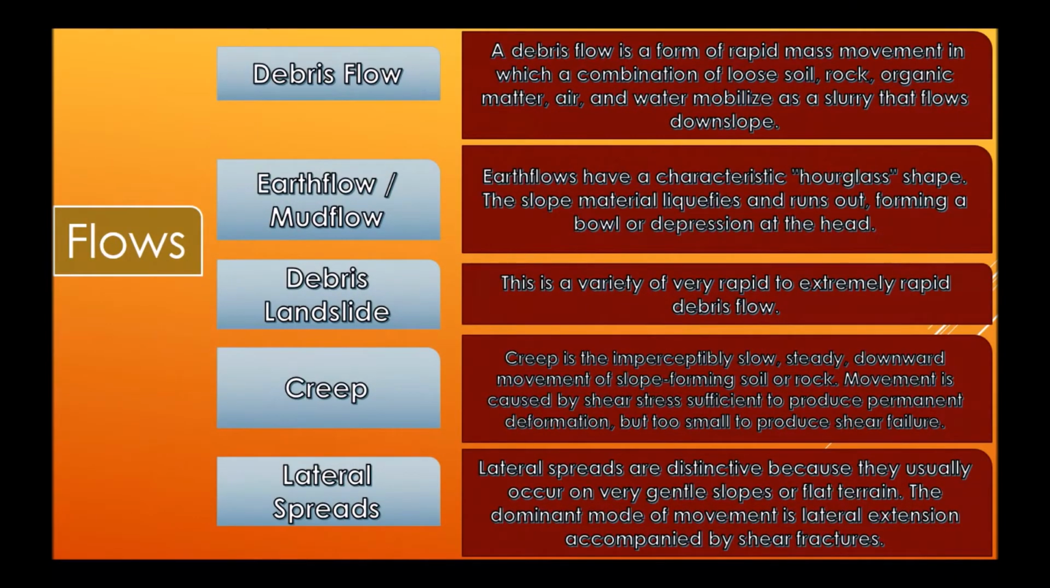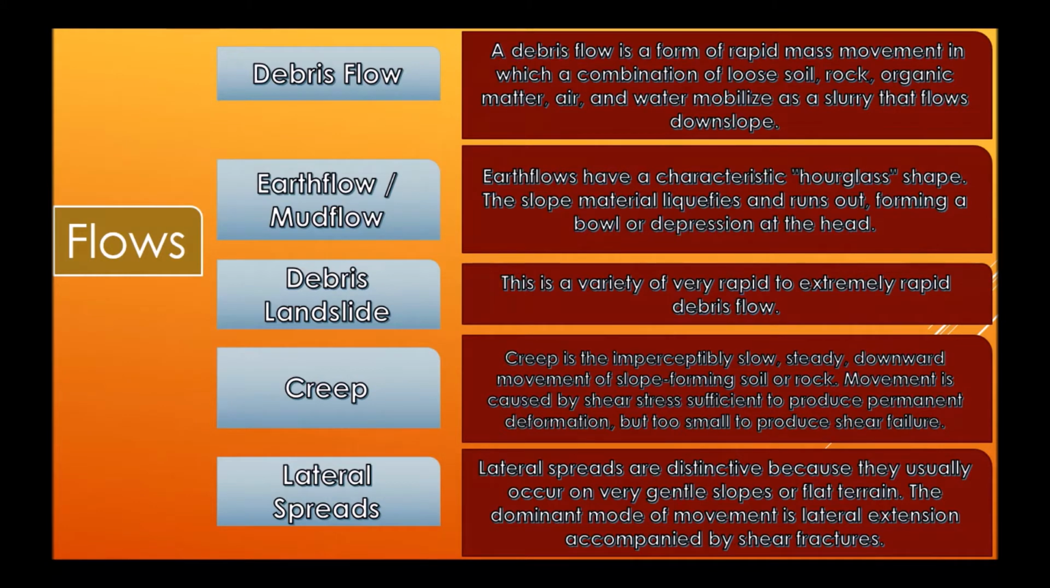The next is flows. The debris flow. A debris flow is a form of rapid mass movement in which a combination of loose soil, rock, organic matter, air, and water mobilizes as a slurry and flows downslope. Earth flows have a characteristic hourglass shape and the slope material liquefies and runs out, forming a bowl or depression at the head.